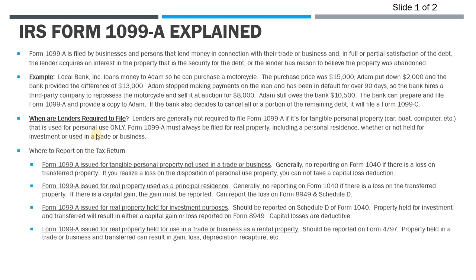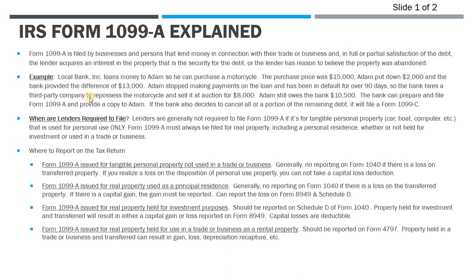Now, when are lenders absolutely required to file these? Lenders must file these if they know that the person is using the asset for trade or business uses or it's real property. So if we have a lender that lends out funds to buy a personal use asset and it's tangible property, they don't have to do it. So lenders are generally not required to file a 1099-A if the property is tangible personal property, so things like a car, boat, computer, motorcycle, other machinery or equipment, a tractor, whatever it might be, and if that asset was being used for personal use only, right?